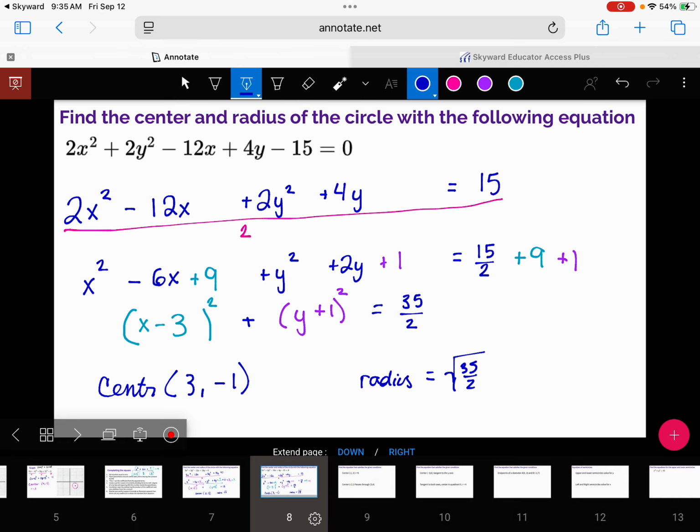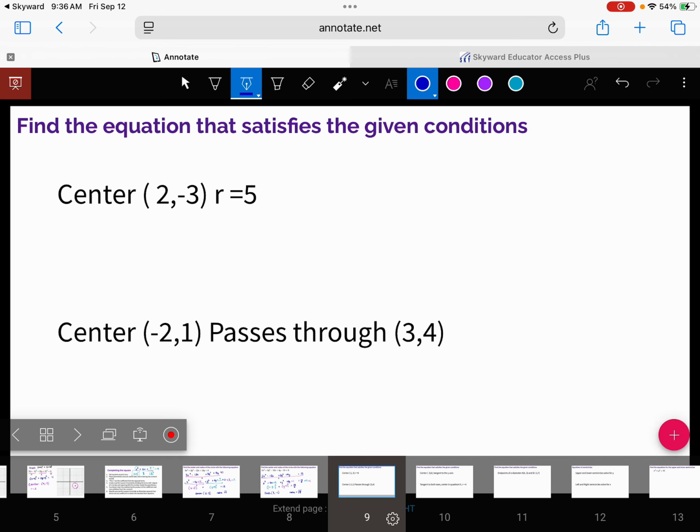Okay. So sometimes the book will ask us questions in a weird way, where we're asked to write equations for circles. Sometimes they'll tell us the center and the radius, and we will go through that.